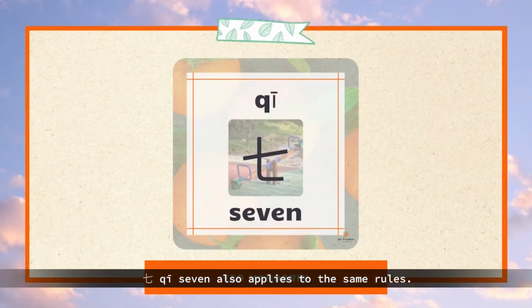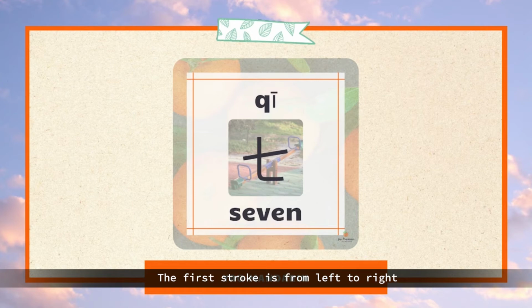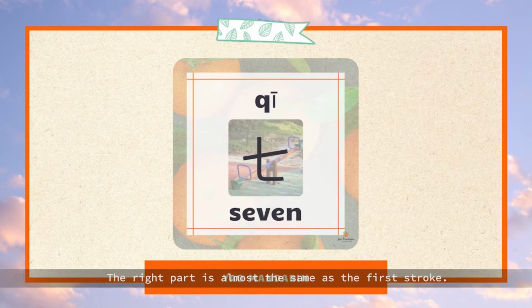Qi, 7. Also applies to the same rules. The first stroke is from left to right, with a little bit of slope. The second stroke in the center makes it balanced and also pays attention to its length. The right part is almost the same as the first stroke.